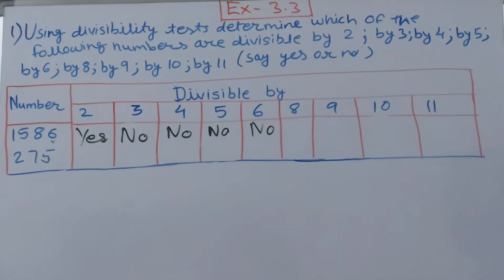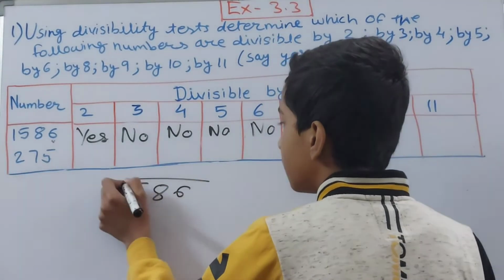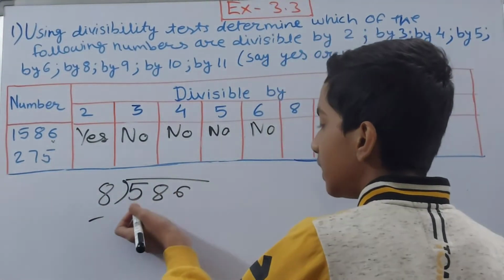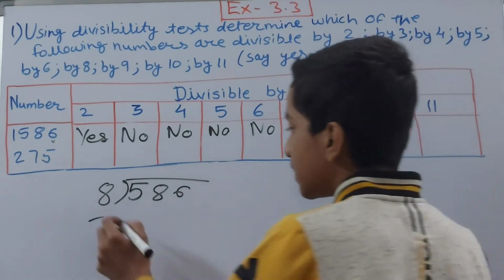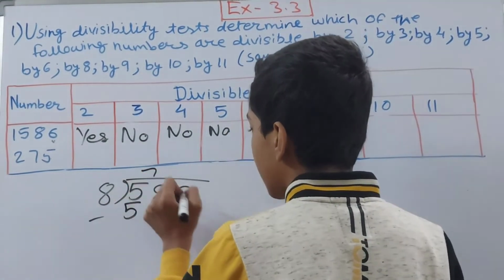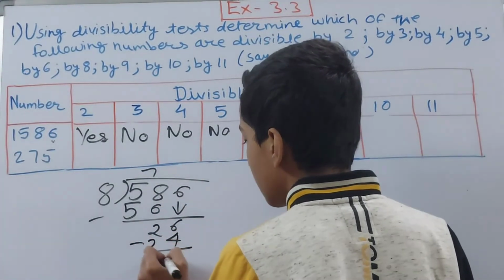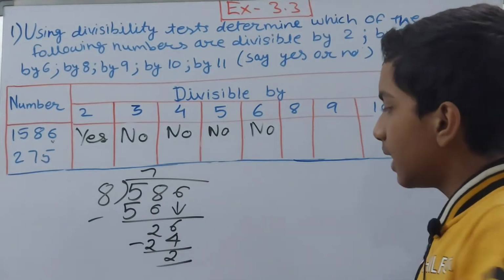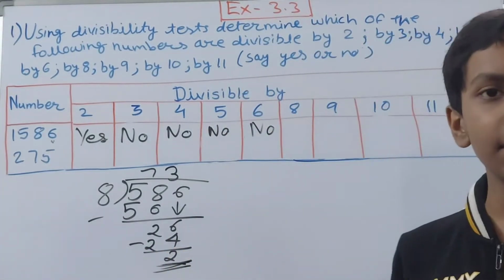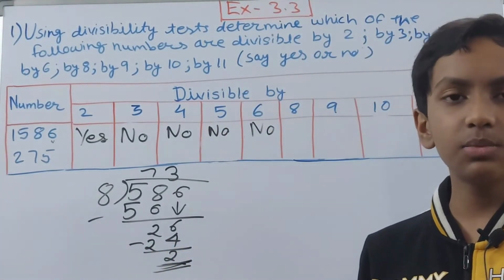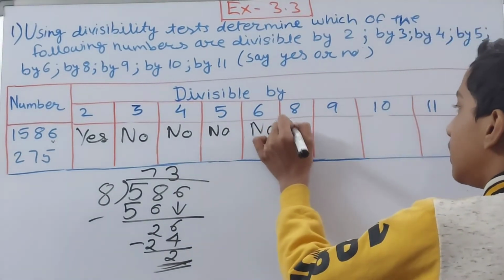Now for 8 we will see the last 3 digits. We have 586. Now we will be dividing this by 8, right? So you can take here 58. Now you see 56 goes 7 times, so 8 sevens are 56. We will take 56 from this. We are left with 2. We bring down this 6, so we take down 26. Again we are having 2 as the remainder here, and 24 goes 3 times. You are having something in the remainder, that means the number is not completely being divided by 8. That means this number 1586 is not divisible by 8.